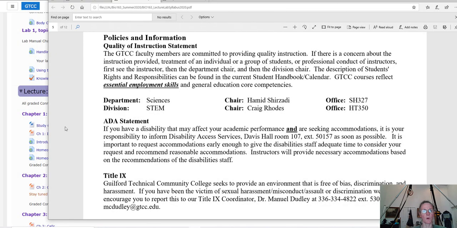One final thing that's quite important is if you have a disability that can affect your academic performance, you need to seek the accommodations as soon as possible in the course and get that sorted out so that we can give you extra time on tests or whatever it is that you need. So if you need to do that, then call extension 50157 as soon as you can and fill out the form and turn that in to me as soon as you can so that I can make the necessary arrangements.